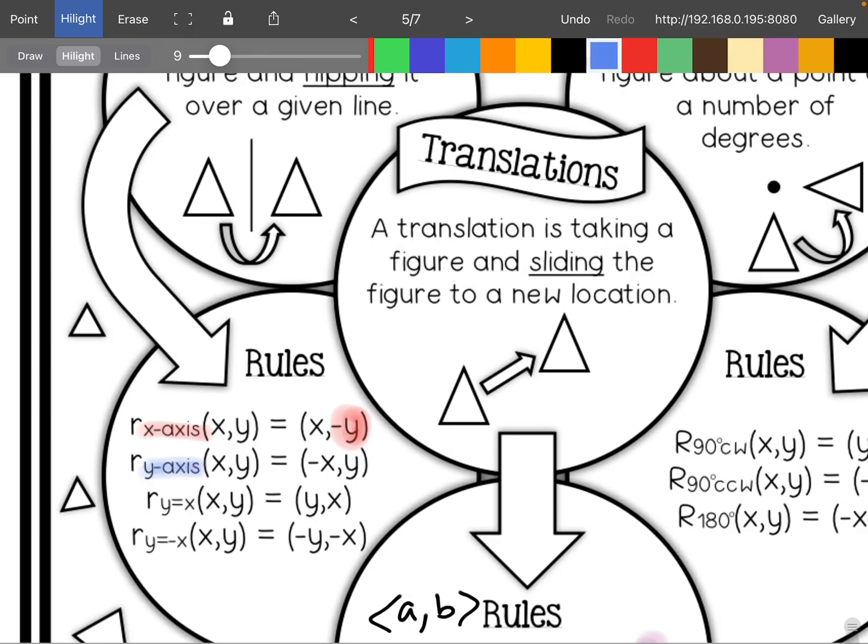If you reflect over the y-axis, your x changes sign. Again, your x, if it's positive, becomes negative, negative becomes positive. Your y will stay the same. For reflecting over the line y equals x, your x and your y just switch places. And then if you're reflecting over the line y equals negative x, they're going to switch and change sign. So again, if they're negative, they become positive. Positive, they become negative, for switch and change sign. So that's for reflections.